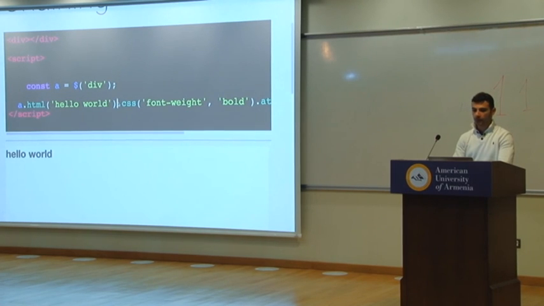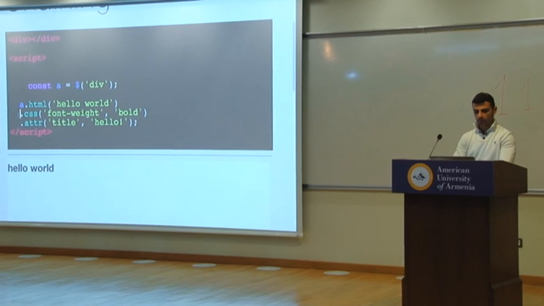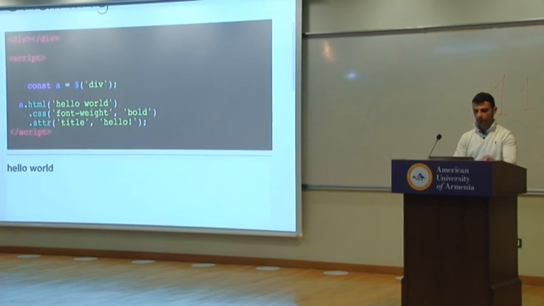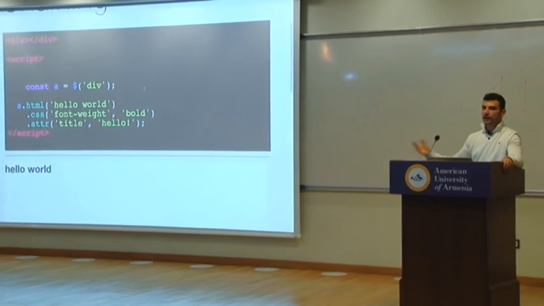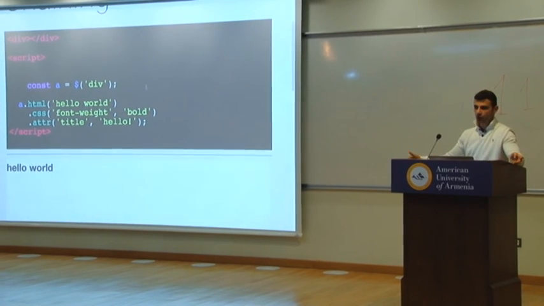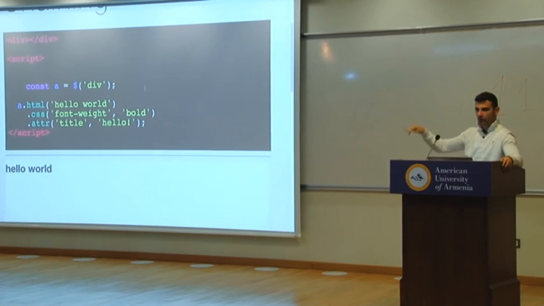Other questions? We could have also done it this way, just so you could see it. There you go. This is the same thing, right? So we do .html, then we do .css, then we do .attr. In fact, a lot of times, if you read other people's jQuery, you'll see these long chains where they do like 50 different modifications of an element.